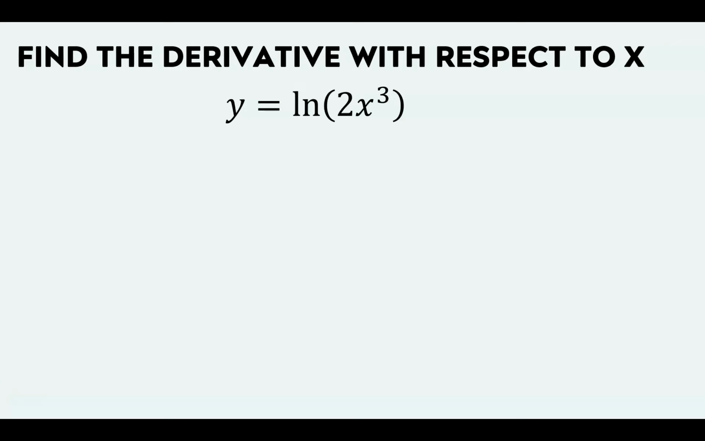So the derivative of natural log of 2x cubed, well, the derivative of natural log of something is 1 over that something. That something is 2x cubed, which has a rate of change of 6x squared. And then 6 divided by 2 is going to be 3. X squared over x cubed gives us an x in the denominator.